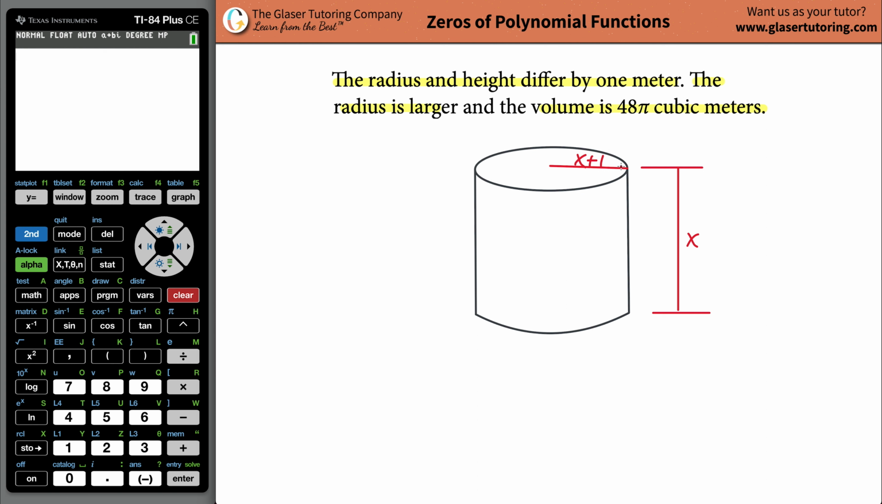And when we try to think of a relationship between the radius, height, and volume, because just by knowing this we can't do anything, we realize that the volume of a right circular cylinder is equal to pi times the radius squared times height.